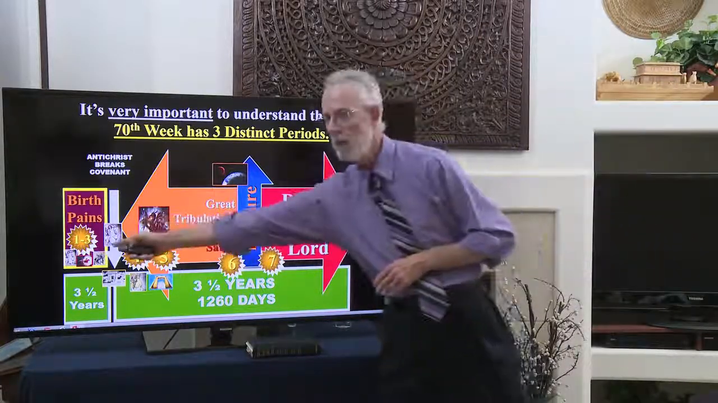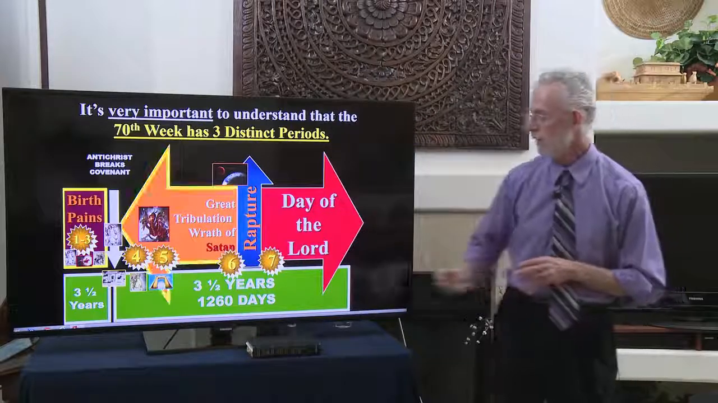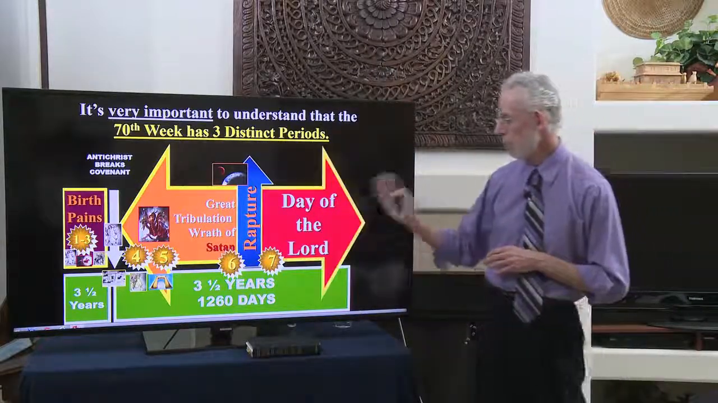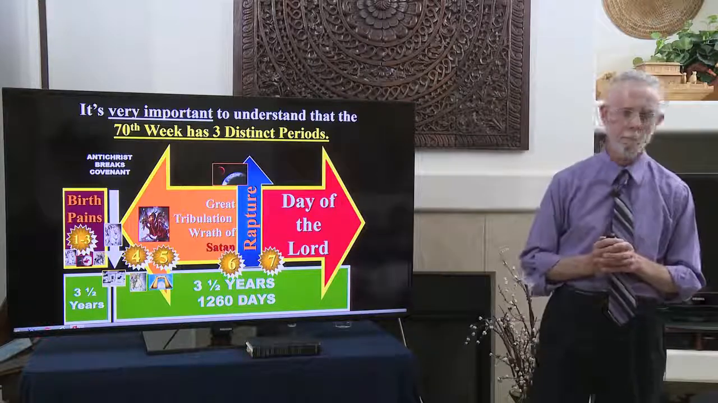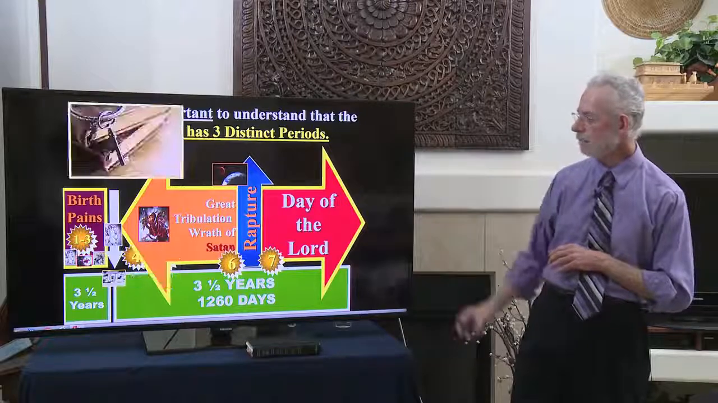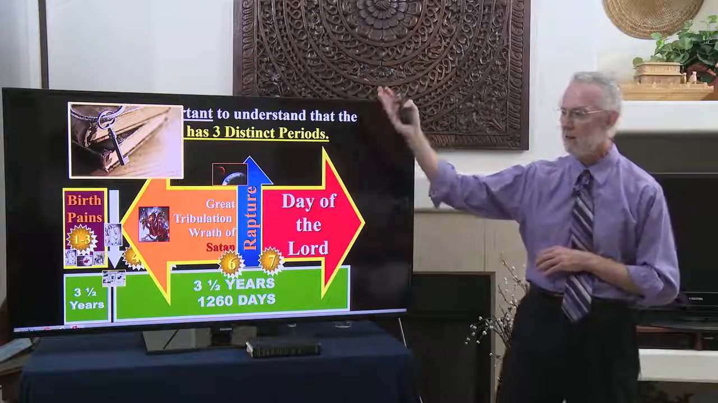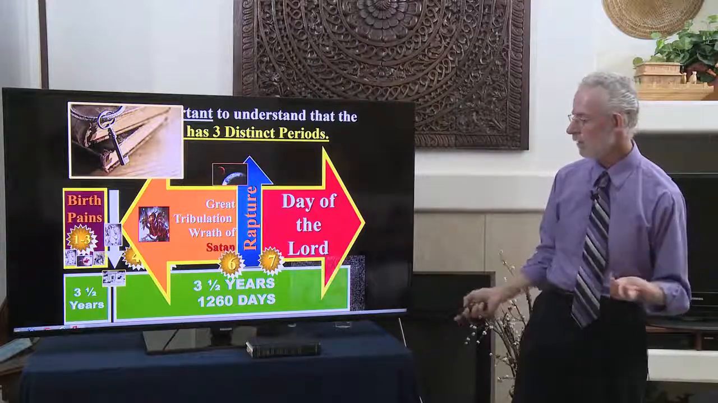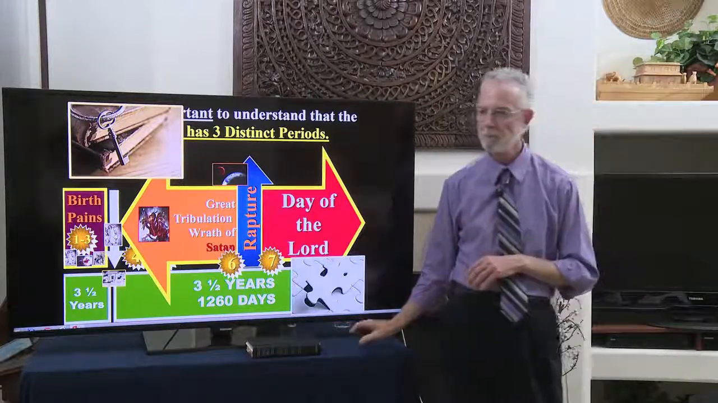We have the period of birth pains. That's the first 3.5 years. We have the Great Tribulation, which is the wrath of Satan. And then we have the Day of the Lord. All right? The 70th week has these three distinct periods. Now, when we understand that, this is the key to helping us to understand all of this. It all goes together just like pieces of a puzzle.